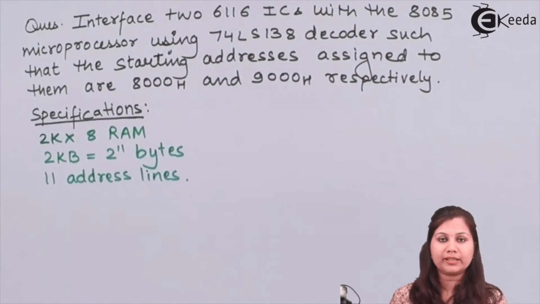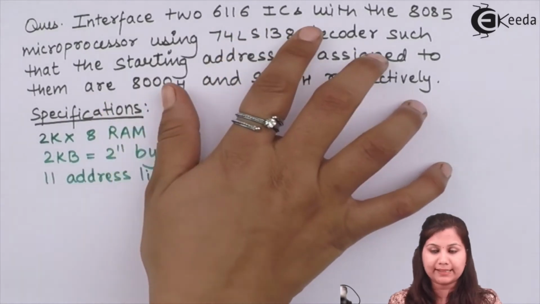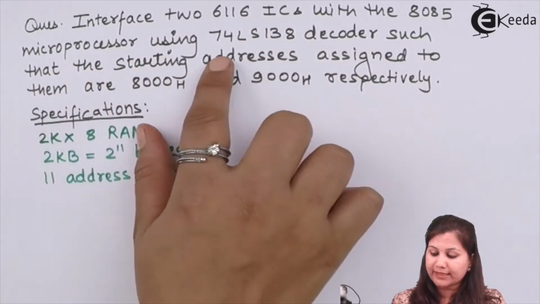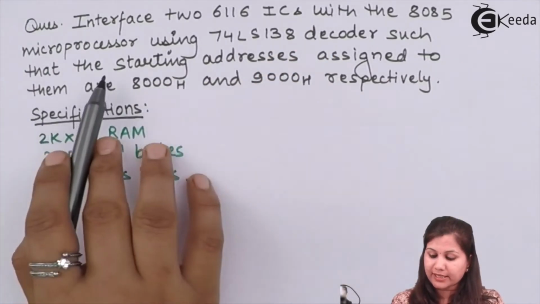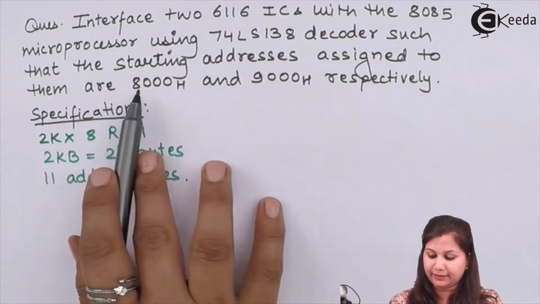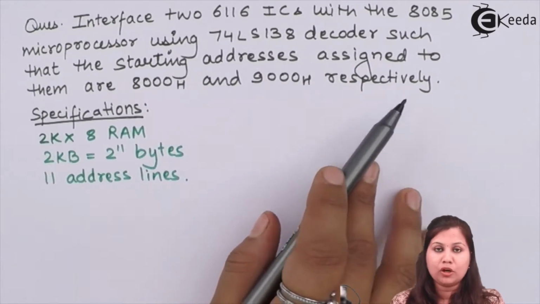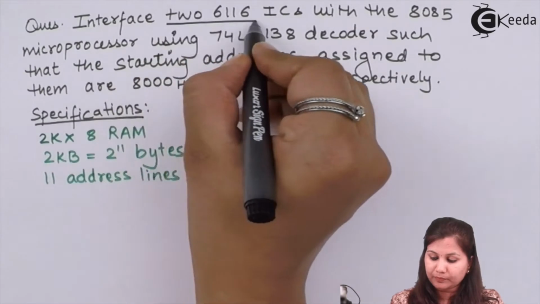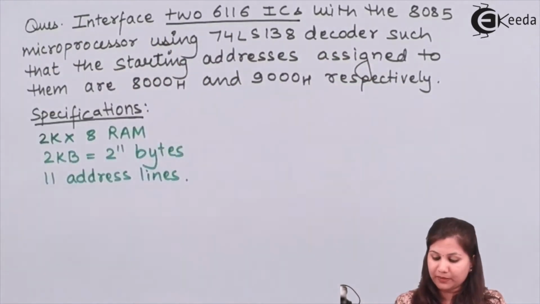So our question is that we have to interface two 6116 ICs with the 8085 microprocessor using a 74LS138 decoder such that the starting addresses assigned to the two ICs are 8000H and 9000H respectively. So two memory chips are to be interfaced, and the specifications of these two memory chips are given to us in the question.